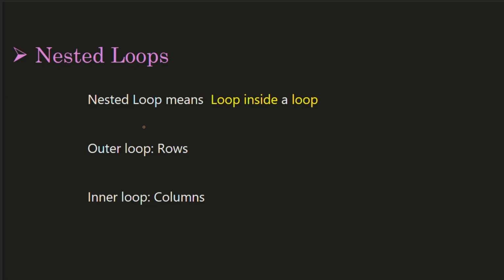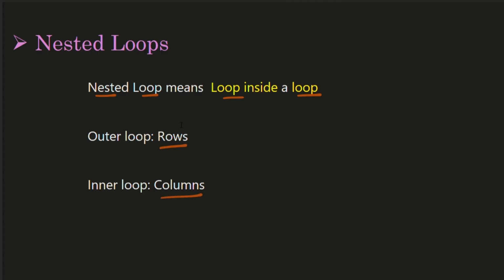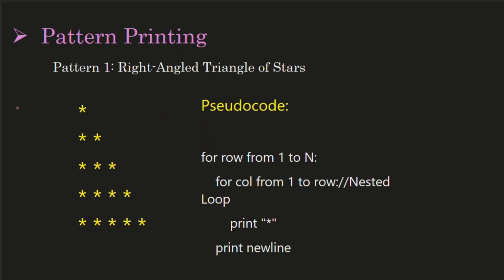Now, let's say we want to print patterns, like stars or numbers in a grid. Here's the trick. When you want repetition inside repetition, we use something called a nested loop. Nested loop means loop inside a loop. Think of it like rows and columns of seats in a classroom. Outer loop, rows. Inner loop, columns. Let's do some pattern printing problems.